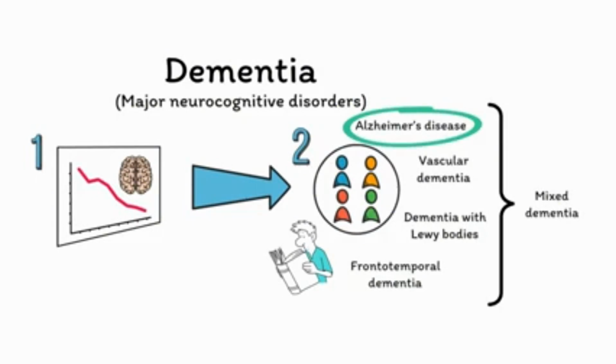Alzheimer's disease is the most common form of dementia and is the prototypical neurocognitive disorder, with other types of dementia often being compared and contrasted with it. For that reason, we'll focus exclusively on Alzheimer's disease in this lecture and save a discussion of other forms of dementia for the next video.